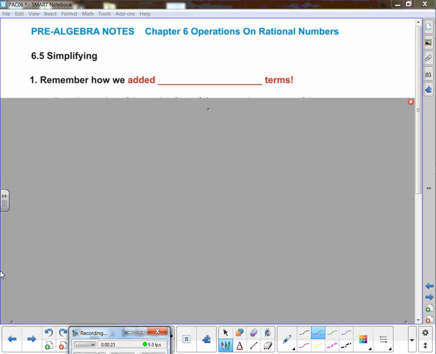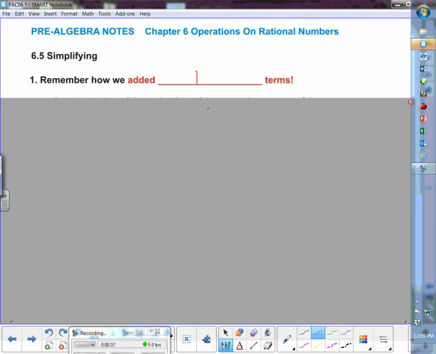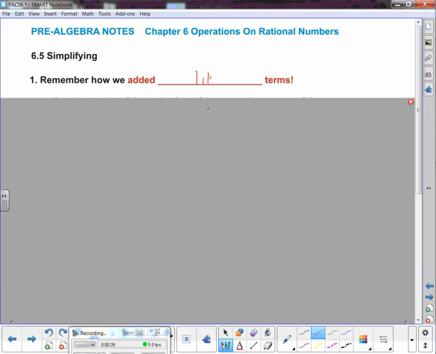All right, 6.5, simplifying. What today's lesson basically is, is a review of adding like terms. However, we've got to deal with fractions. So remember how we added like terms. And stop clicking or you're going to lose your pen. Remember how we added like terms.